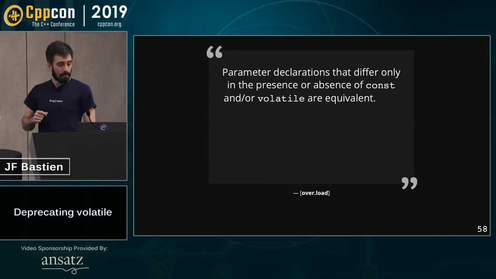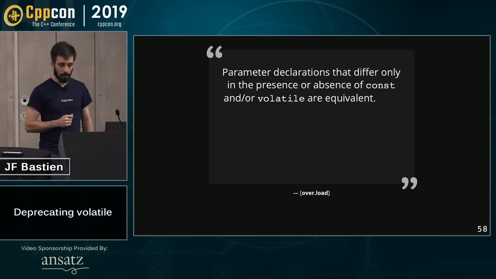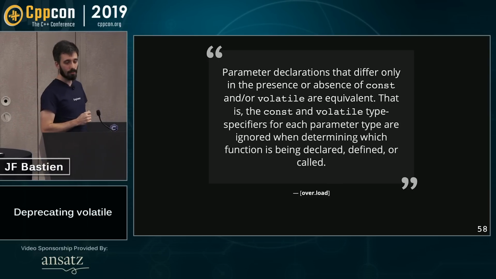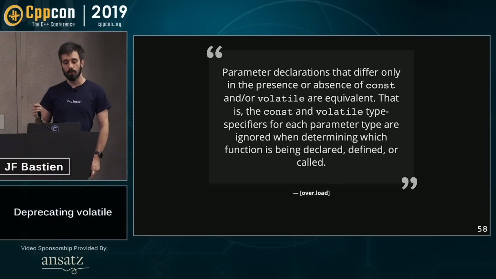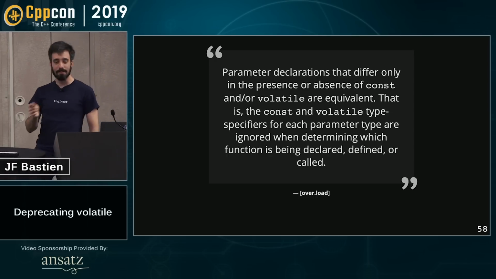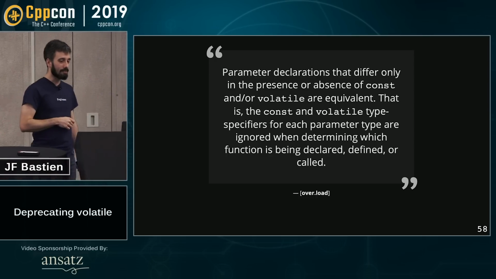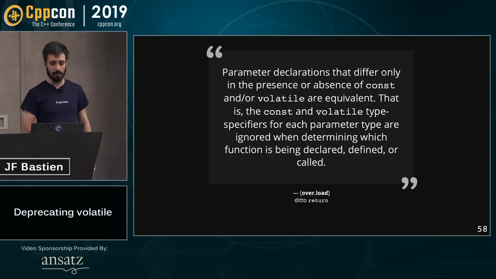Parameter declarations that differ only in the presence or absence of const and/or volatile are equivalent. That is, the const and volatile type specifiers for each parameter type are ignored when determining which function is being declared, defined, or called. Right, so I explained earlier, it's actually true. I was not lying to you. Okay, so this is an overload. And it's also in return. I didn't copy paste that stuff, but it says that.